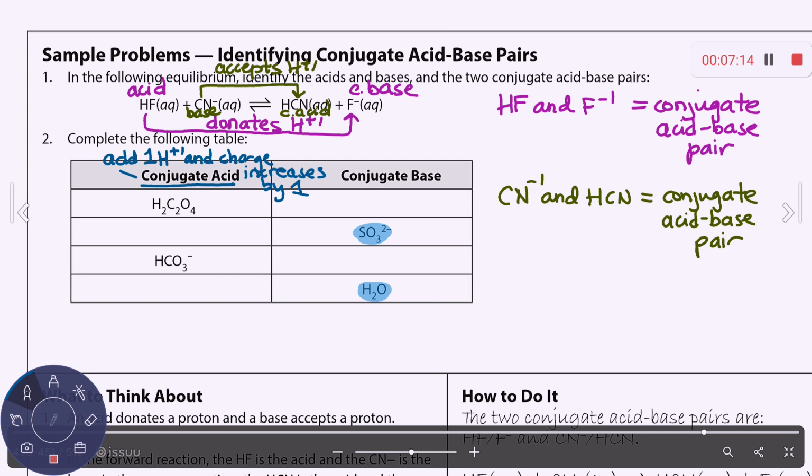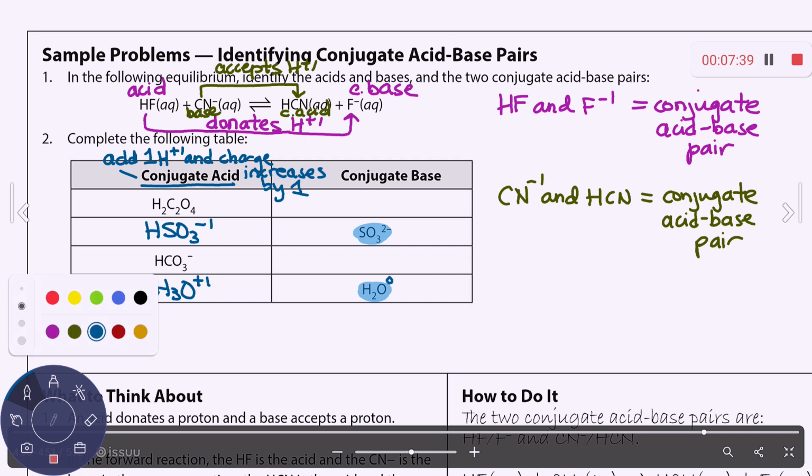What do I get when I add a hydrogen to this SO3 negative 2? HSO3, and the charge goes up 1. What does it become? Negative 1. What happens if I add an H to H2O? H3O, and the charge becomes what? Plus 1, because this was neutral over here. This had no charge.